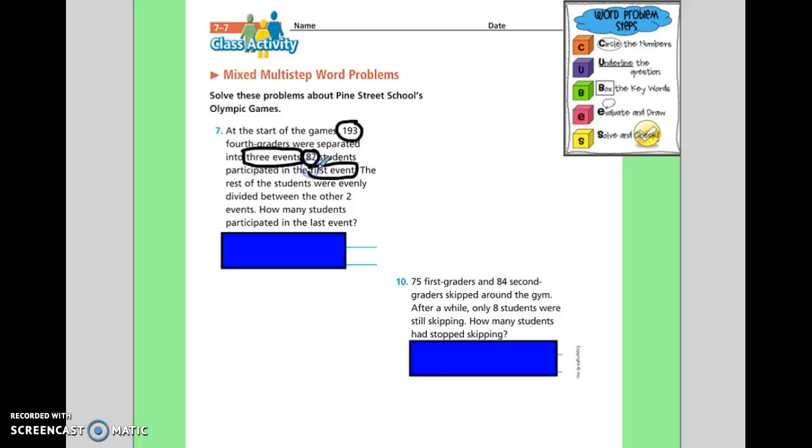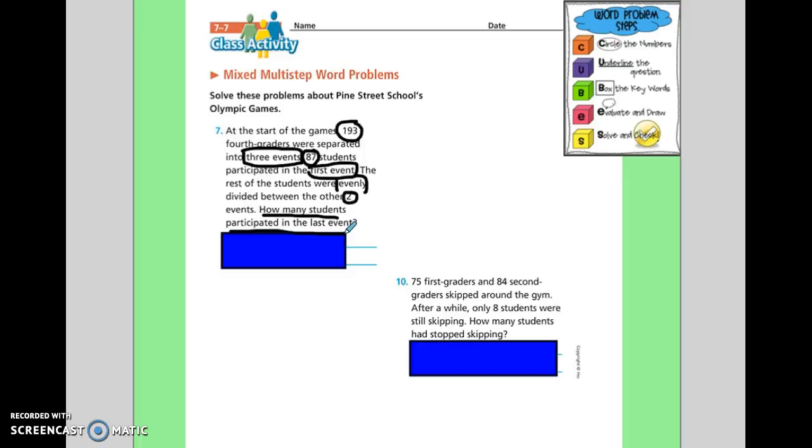Okay. The rest of the students were evenly divided. Ooh, another important word, evenly. When I see evenly, I know that it's a dividing word, between the other 2 events. I'm going to fix that. You can't read that. 2 events. Evenly divided among the other 2 events. How many students participated in the last event? There's a lot of different pieces of information there.